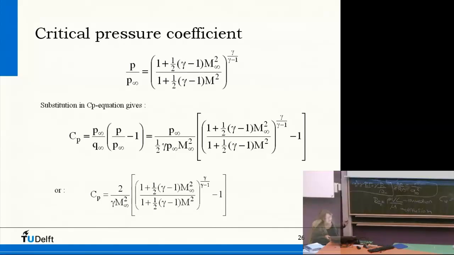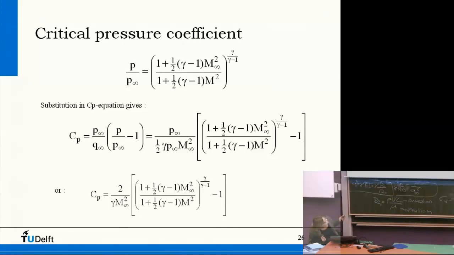What I now do, we were looking at critical pressure coefficient, right? So I need the critical pressure coefficient again. So I need to substitute this in the pressure coefficient relation. And I derived earlier that the pressure coefficient can also be written like this, right? P infinite over Q infinite, P over P infinite minus 1. Now this one I have up here. So that is this one minus 1.